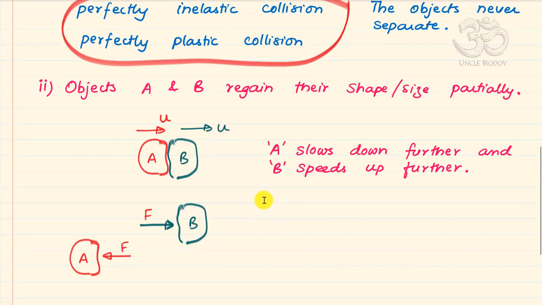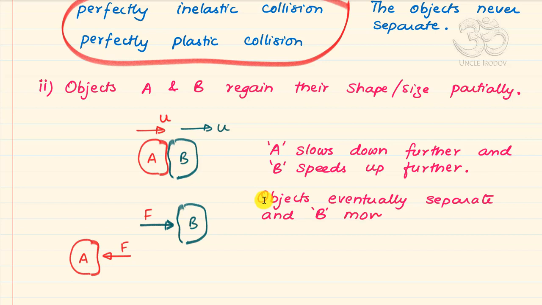In the second case, the objects separate. Objects eventually separate, and B moves faster than A. So this is the second case that may happen.